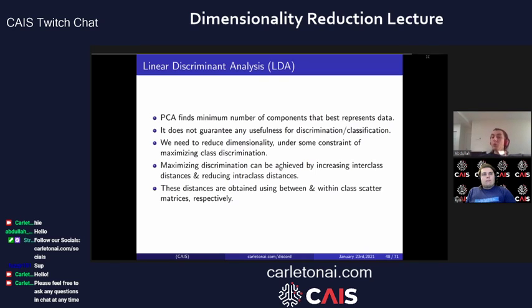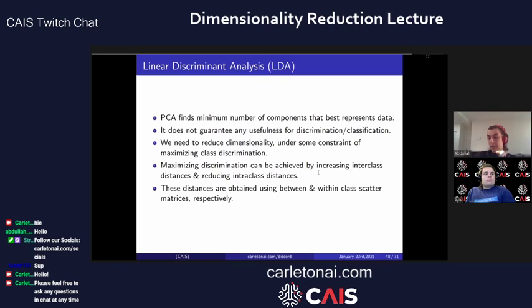So we want a new method that will reduce the dimensionality under some constraint of maximizing the class discrimination, right? The best way to maximize the discrimination between two different classes is to increase the interclass distances and reduce the intra-class distances. Simply saying, I want the points that belong to the same class to be very tightly packed, and I want them to be very far away, well separated from the points of the other classes, right?